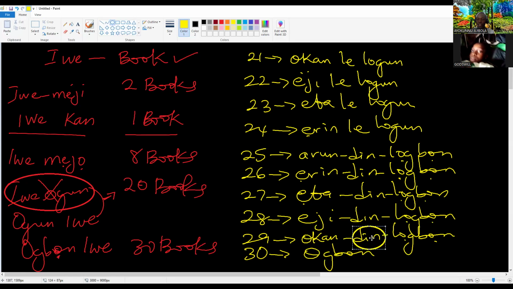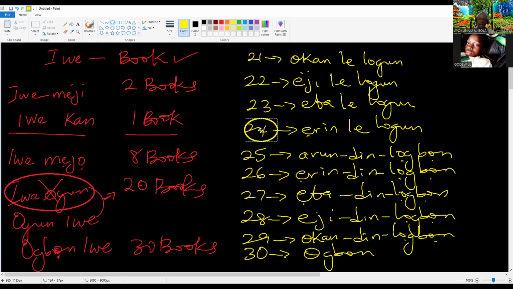Ọ̀kàndínlọ́gbọ̀n. When you are in 28, how many numbers do you need to get to 30? That's 2. That's why we pick èjì, okay? Dínlọ́gbọ̀n. Yes. 27 remains 3 numbers to 30. That's why we pick ẹ̀tàdínlọ́gbọ̀n. Is that clear? Yes, sir.